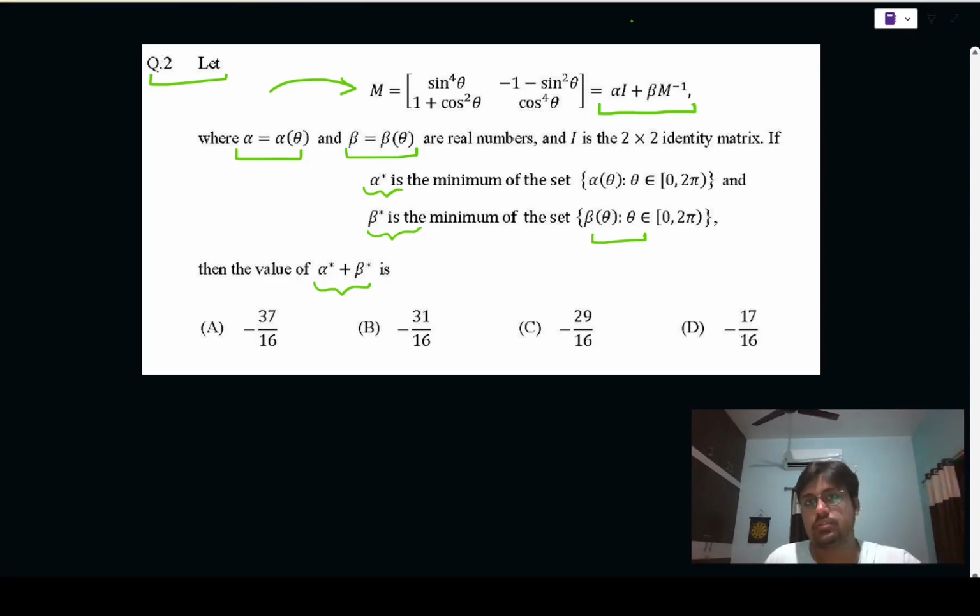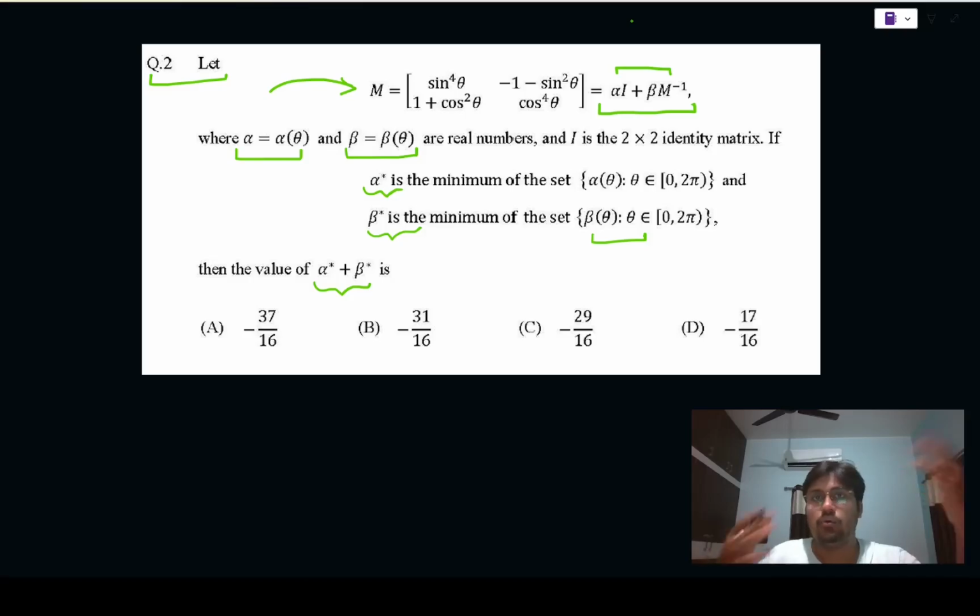A matrix which has been decomposed into this form that they have mentioned here, and we need to find out alpha and beta, like how they are functions of theta in what fashion, and for those functions you need to find the minimum values. The sum of those minimum values is the answer.